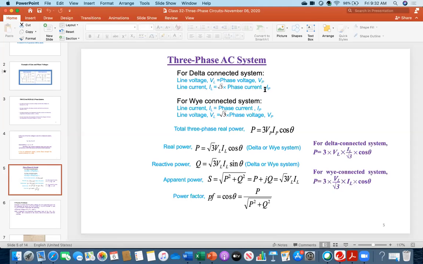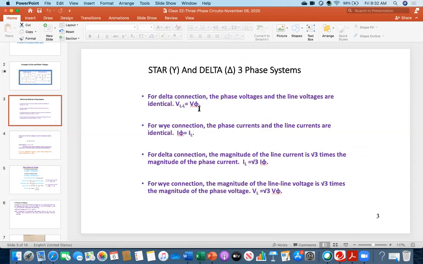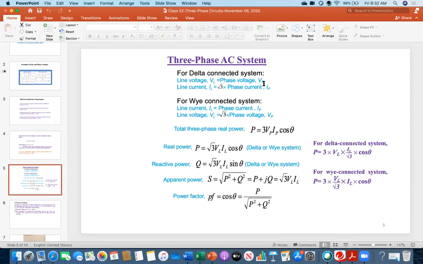Sometimes in books or literature, the symbol phi is used. I'm showing you that phi symbol here, but instead of this one, simply phi symbol is used. And it is easy to remember: phase voltage VP, line voltage or line to line voltage VL. For a delta connected system, line current IL is root 3 times the phase current IP. Then for a Y connected system, line current IL equals phase current IP, and line voltage is root 3 times the phase voltage.